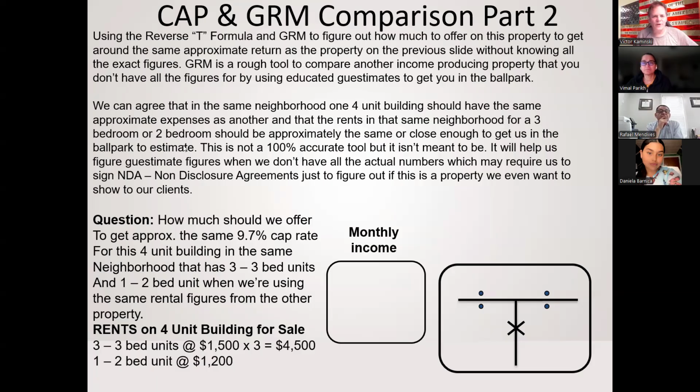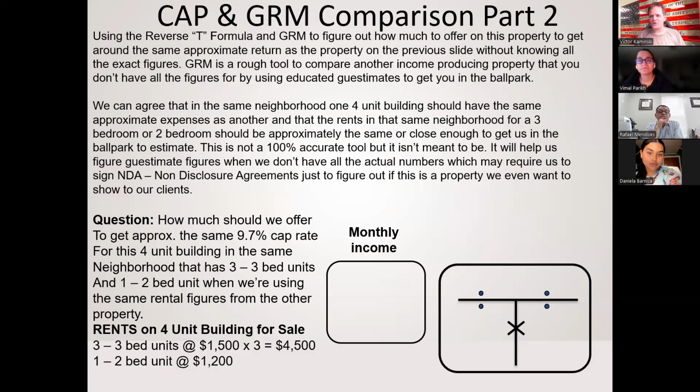If they got a 2-bedroom, you know that the 2 bedrooms are renting for approximately $1,200 in this neighborhood, and 3 bedrooms are renting for around $1,500 in this neighborhood. So let's just use that guesstimated figure. We don't need to know the exact numbers, and we can still figure it out. So how much should we offer on this property that came up on the market?